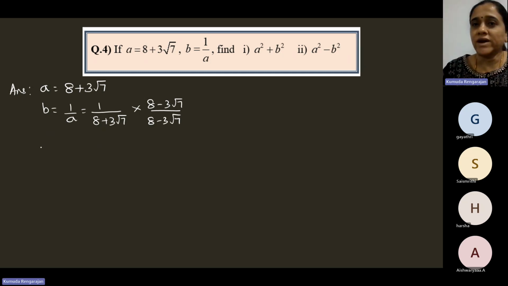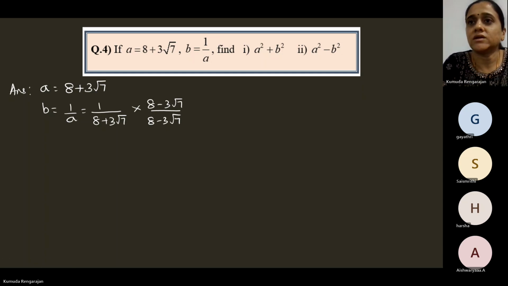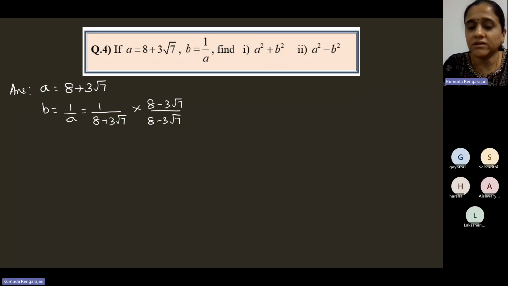So find B with a rational denominator, then find A plus B, and then square that equation on both the sides. We have A already. B is 1 by 8 plus 3 root 7. The denominator is irrational, so rationalize it by using the conjugate. Then you'll get B also with a rational denominator. Find A plus B and then square that equation on both the sides to get the value of A square plus B square.